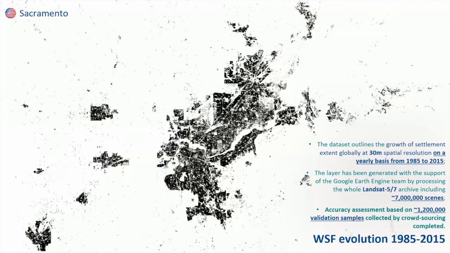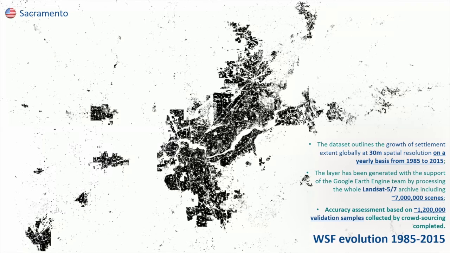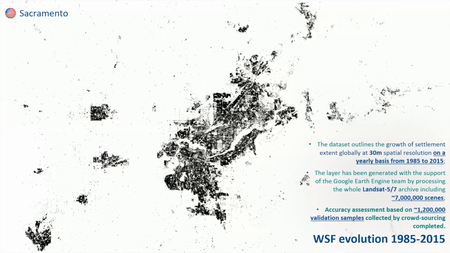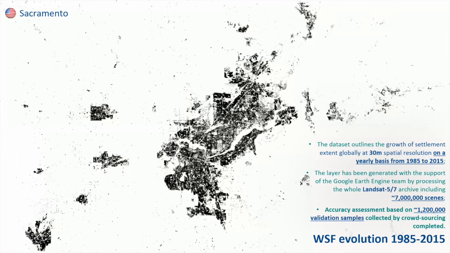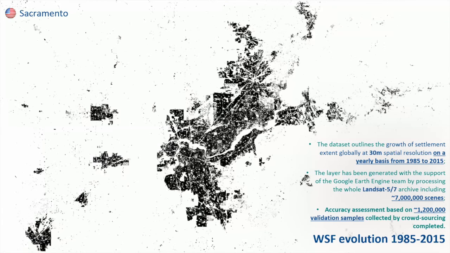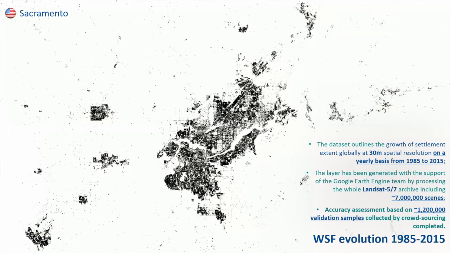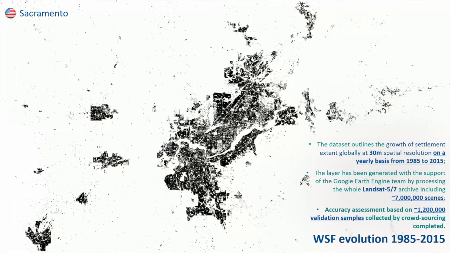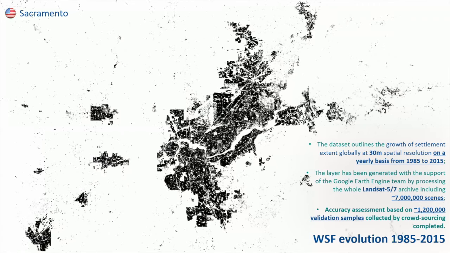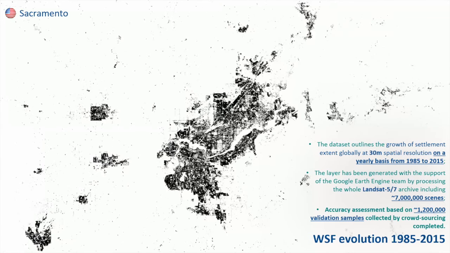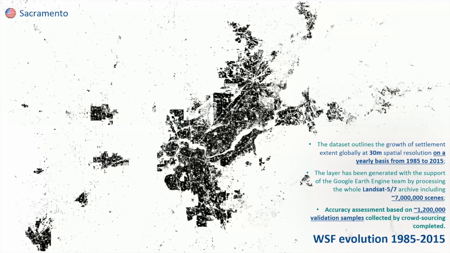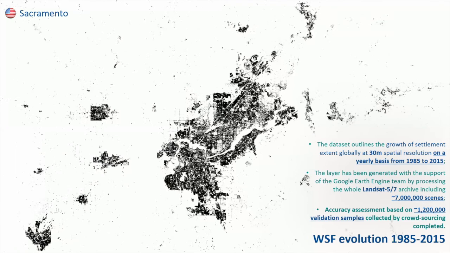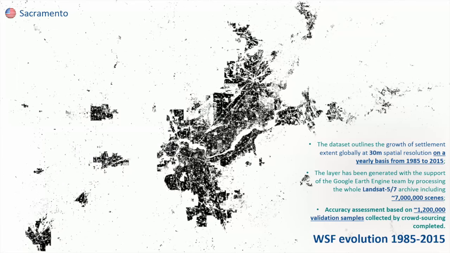Okay, to understand the urbanization, it's really important also to characterize how it occurred. So we also took care of having a look at the past and generated the WSF evolution, currently available from 1985 to 2015, which will be further updated to the current year. And this is a data set that outlines the settlement extent at 30-meter resolution on a yearly basis. It has been obtained with the support of the Google Search Engine team by processing the entire Landsat 5 to 7 archive, meaning more than 7 million scenes.